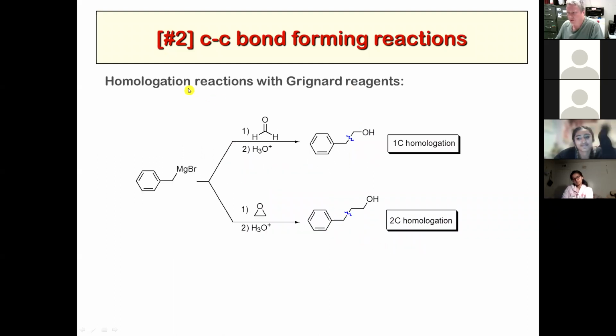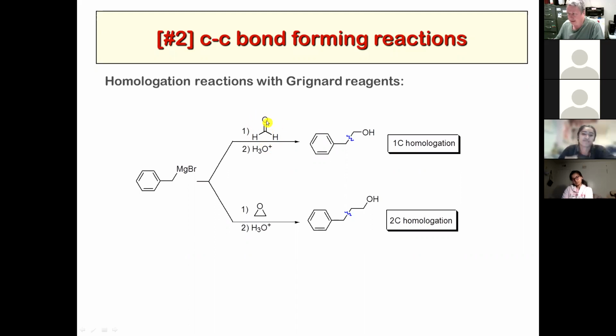Okay, these reactions are called homologation. This is where you're adding 1 or 2 carbons. Same thing here. It's a Grignard. We're adding, what's this 1-carbon aldehyde called? It's an aldehyde, but it's a special aldehyde. Formaldehyde? Yeah, you got it. It's a 1-carbon aldehyde.